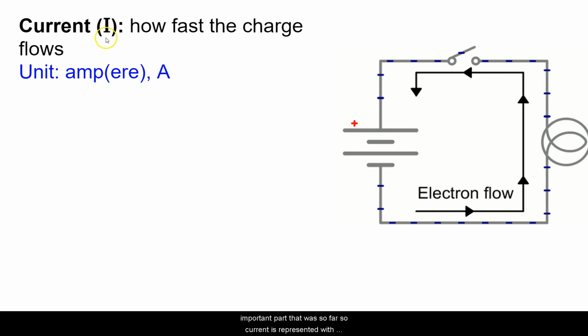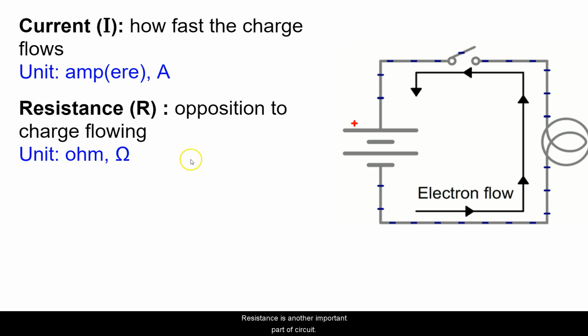Current is represented with a capital I, and it measures how fast the charge flows. The units we use to measure current are amps or amperes. This is confusing, but the variable is an I, but the unit is an amp, ampere, or you can just do an A.